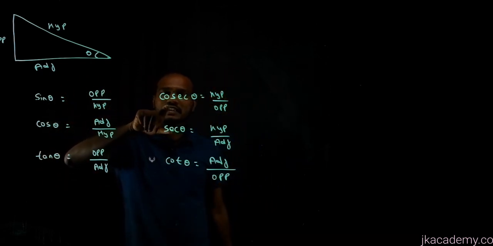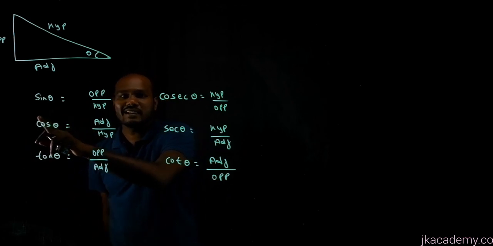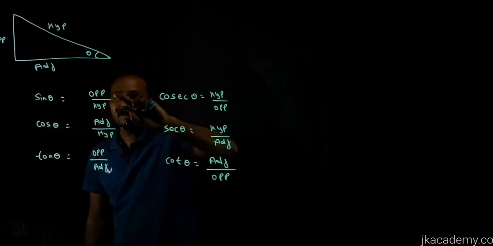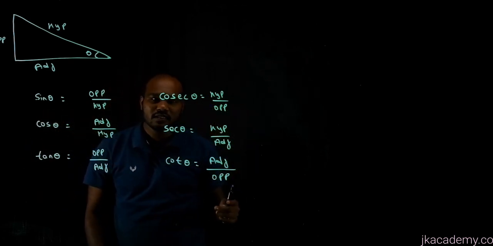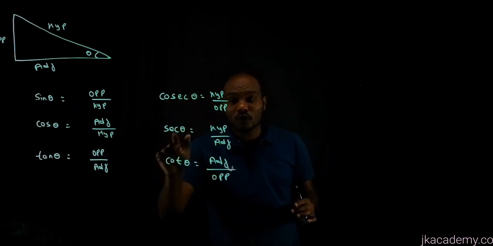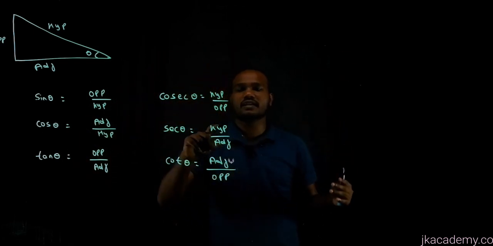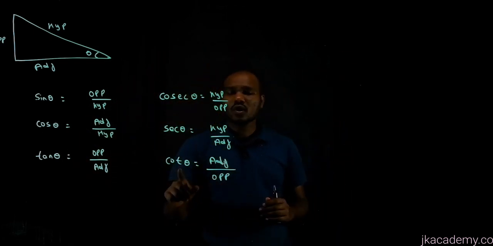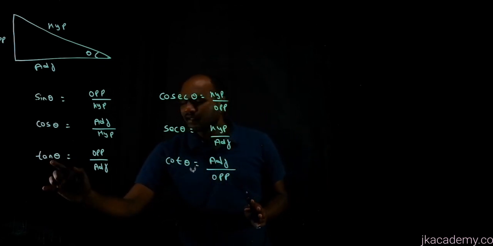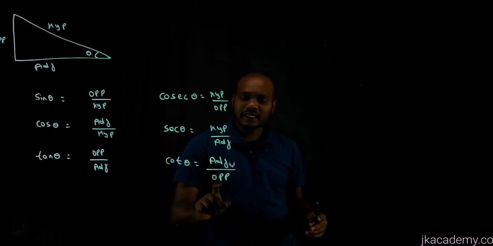Again, cosecant theta is what? The reverse of sin theta. You don't need to remember what cosecant theta is; you remember what sin theta is, and whenever you remember sin theta, you reverse it and you get cosecant theta. Next, secant theta: you have to remember cos theta. Cos theta is adjacent by hypotenuse; reverse it and you get hypotenuse by adjacent. What is cot theta? You think about tan theta. Tan theta is opposite by adjacent; the reverse is adjacent by opposite.